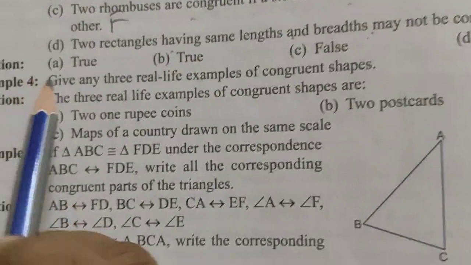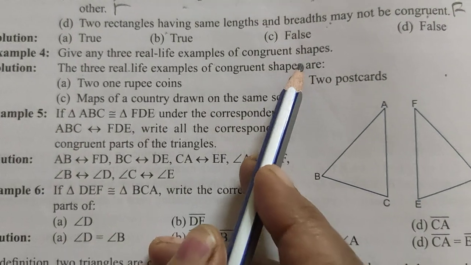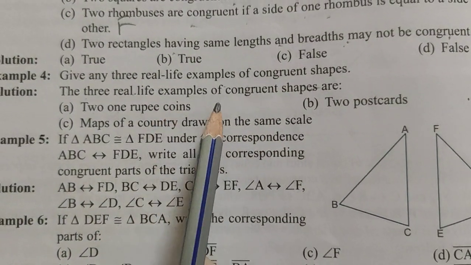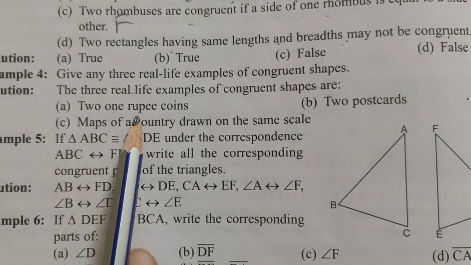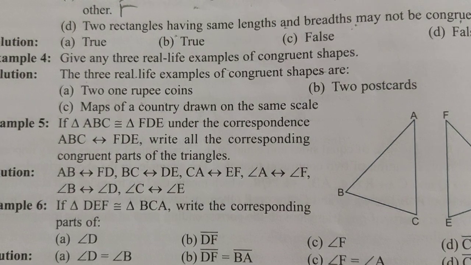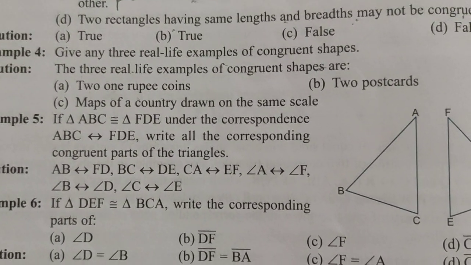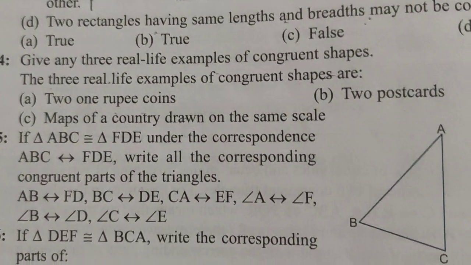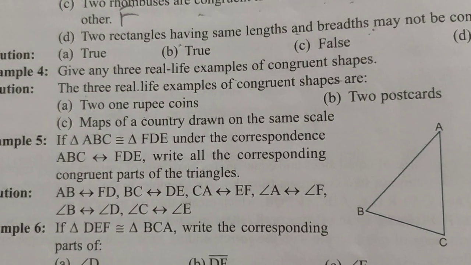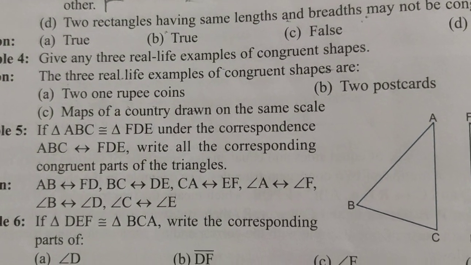Now they have asked you to give 3 real life examples of congruent shapes. One is two 1 rupee coins. It can be two 5 rupee coins. It can be any 2 coins of the same denomination. Same denomination means, if you take a 2 rupee coin and another 1 rupee coin, they won't be congruent. But if you take two 2 rupee coins, then they will be congruent.